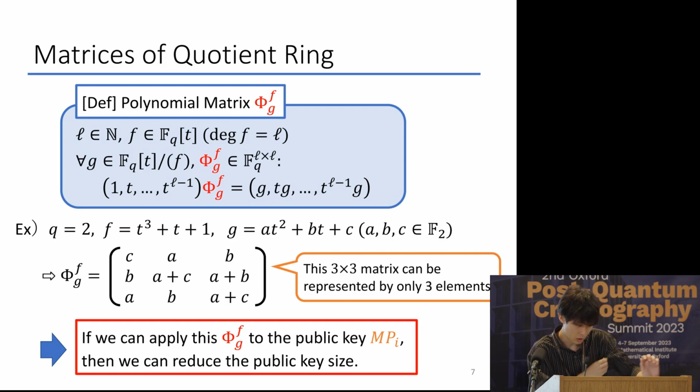For example, in the case of q = 2 and F = T^3 + T + 1, for any element G in the quotient ring, A T^2 + B T + C, we can define phi_F(G) in this form. This matrix is determined by only the three coefficients A, B, C of G, so this 3 by 3 matrix can be represented by only three elements. Thus, if we can apply phi to the public key matrices M_Pi, then we can reduce the public key size. This is the main motivation of the QR-UOV signature scheme.